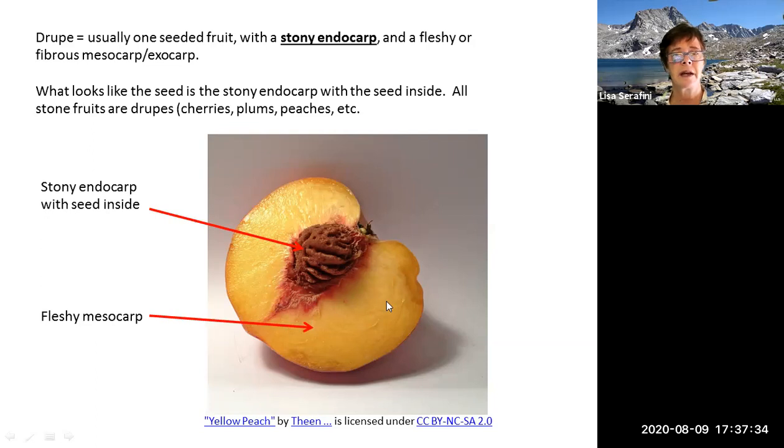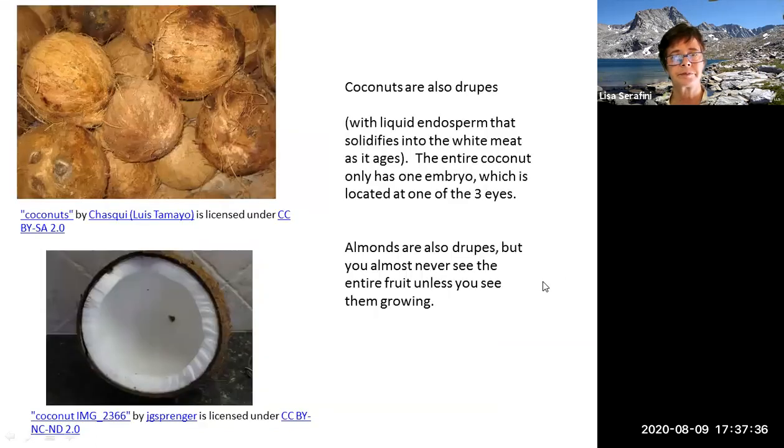Okay, this is a nice peach, yellow peach. Any of the so-called stone fruits, cherries, plums, peaches, nectarines, those are drupes. Coconuts are also drupes. They look a little bit different because we have all this fiber stuff on the outside rather than fleshy. Here's the stony endocarp, and actually most of the fiber has been removed here.